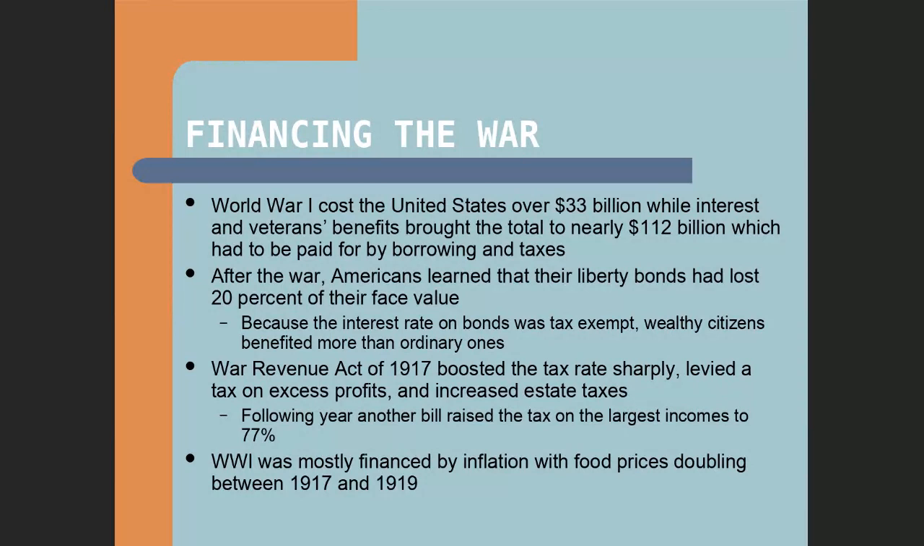After the war, Americans learned that their Liberty bonds, where we basically loaned money so we could fight this war, lost 20% of their value. Taxes went up sharply, right? And that included not just taxes on individuals but, as you can see, excess profits. The largest incomes are paying around 77% on their incomes. All right.